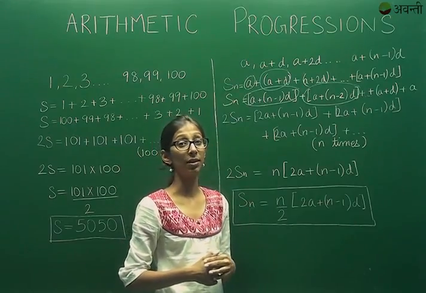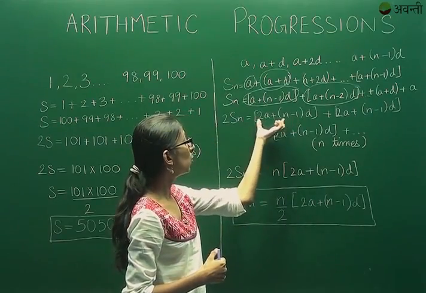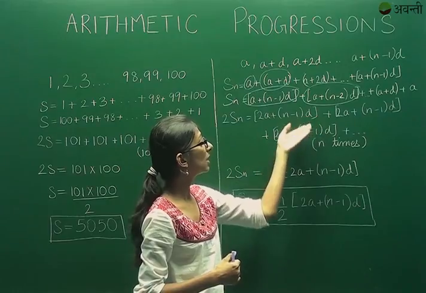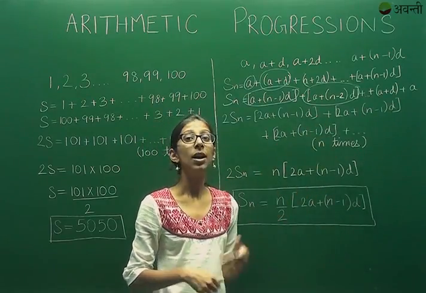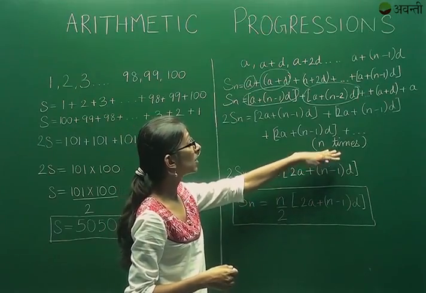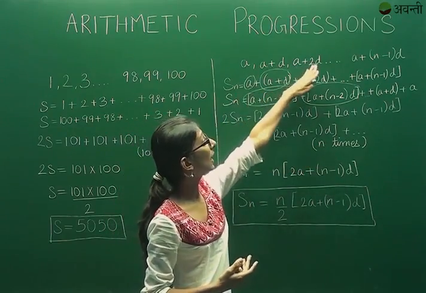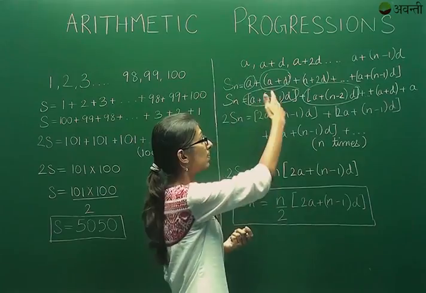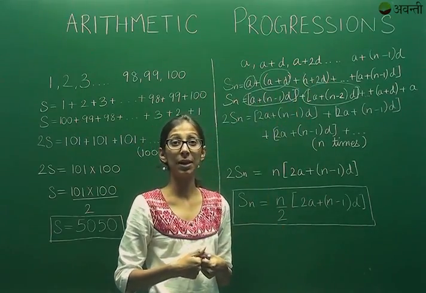Again, what is happening here? This same term, 2a plus n minus 1 into d, is getting repeated again and again. And how many times is it getting repeated? It is getting repeated n times. Why? Because I had taken n terms initially. So these pairs of terms would also be n in number.